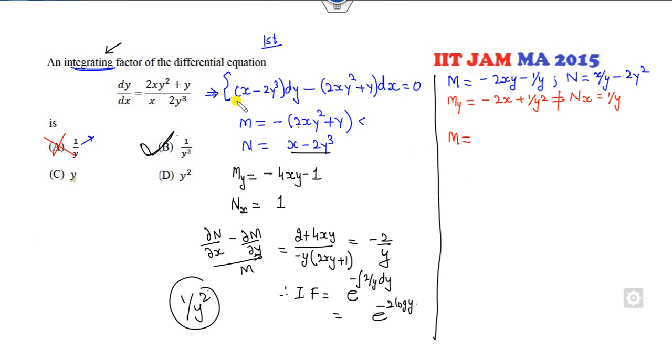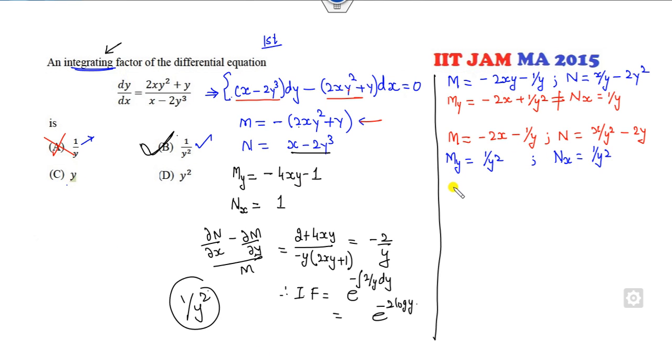Look at the second option. If I multiply this term by 1 over y square, so this is my M. Fine. If I multiply this by 1 over y square, it's minus 2x minus 1 over y. What is my N? N is x over y square minus 2y. What is the partial derivative of M with respect to y? 1 over y square. What is the partial derivative of N with respect to x? It's 1 over y square. Both are the same, that's the correct option.